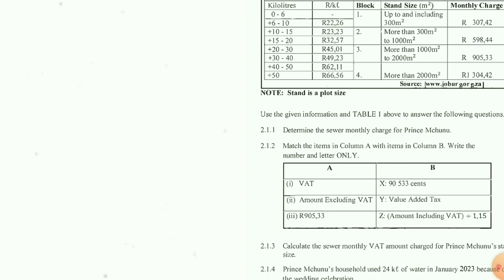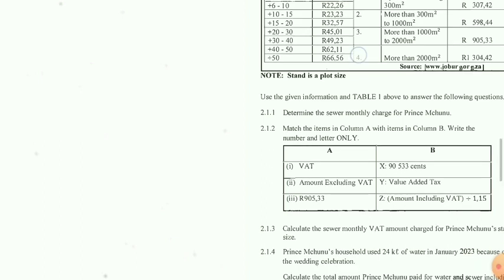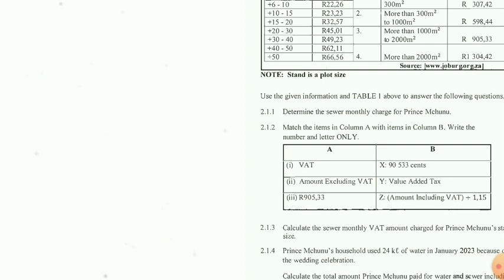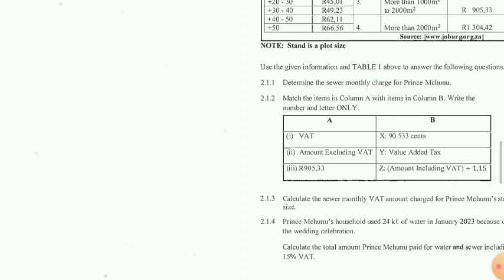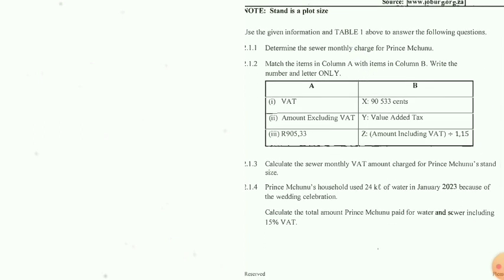So total payment, let's remember we are not done at 548,08. Total payment is 548,08. So what does it say? Let's check the last one. Calculate the total amount Prince paid for water and sewer, including VAT. Including VAT, we're back where we talk about the VAT that is included. So here you can do it the long way. It depends on you.